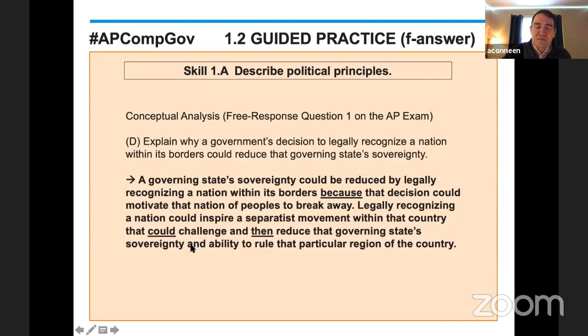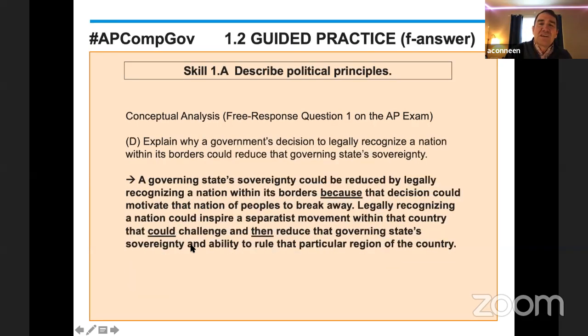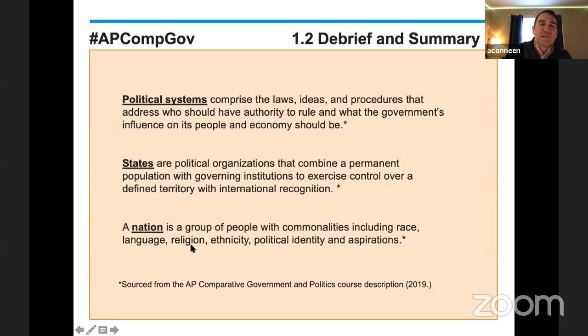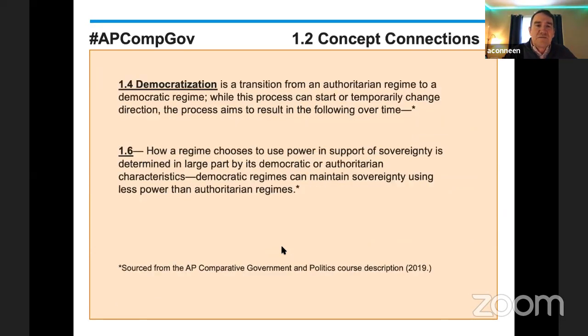So that's some skills on how to practice your FRQ writing that specifically relate to FRQ number 1, related to a lot of the concepts that we've been looking at here in topic 1.2. Again, some of those words we've been looking at: political systems, states, nation, the difference between regime and government, and sovereignty. And I want to make special emphasis that whenever there's an asterisk, that means it's coming straight from the course description. So feel free to use and refer to that as review.